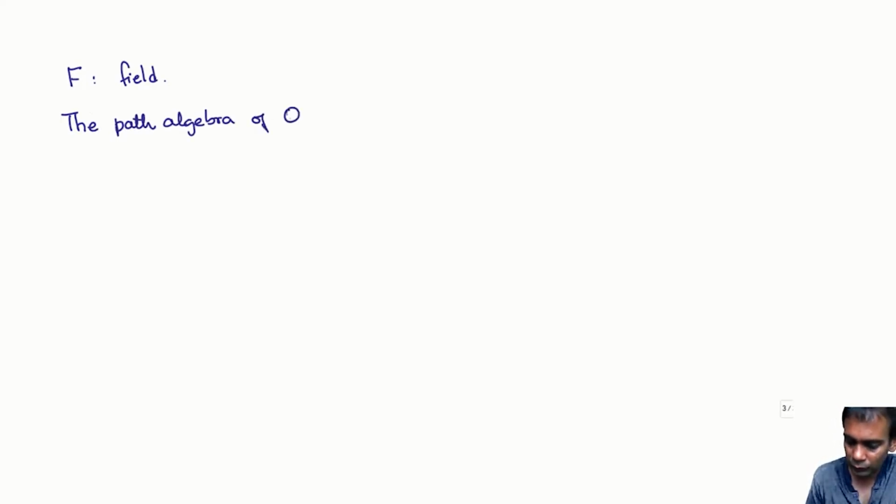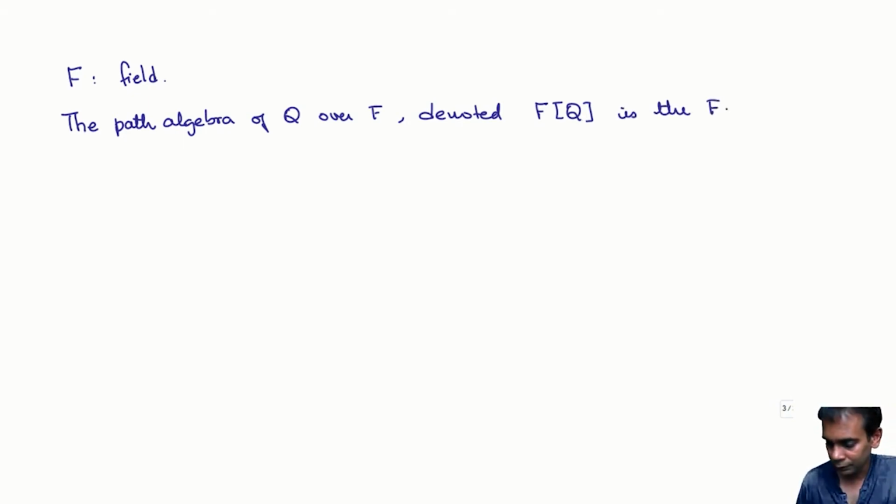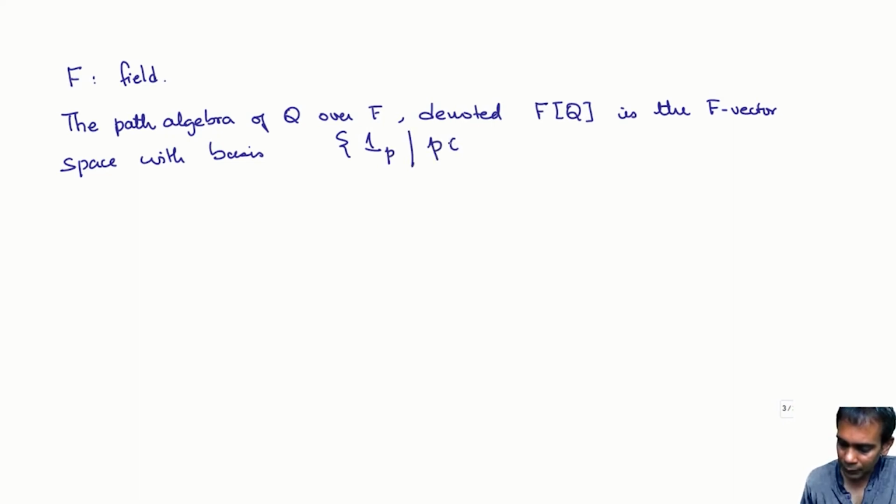Now we are ready to define the path algebra of the quiver. For this, we need to fix a field F. Any field, your favorite field. You can even take a ring. Okay. And then I define the path algebra of Q, of a quiver Q over F, denoted by F square brackets Q. Okay, so this is going to be a ring and is the F's vector space with basis one sub P, where P is a path in Q.